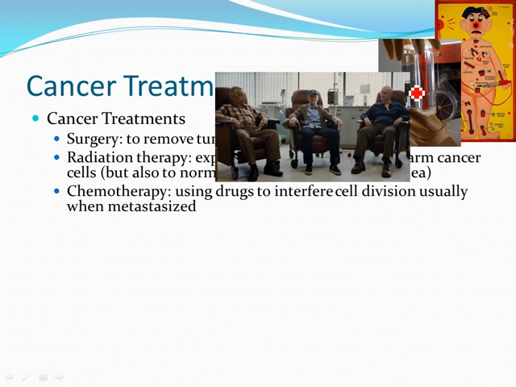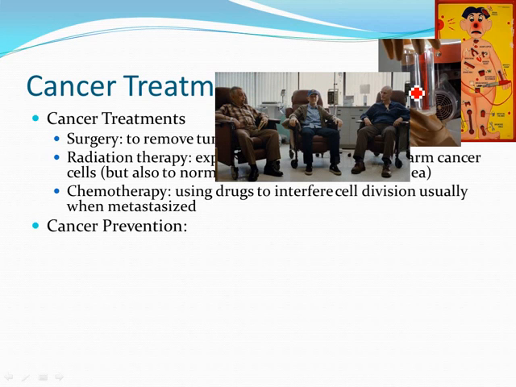Chemotherapy, this is when you actually start using drugs and chemicals to help interfere with the cell division. Sometimes they stop the spindle fibers from producing. Usually, you do use this when there's metastasis happening.